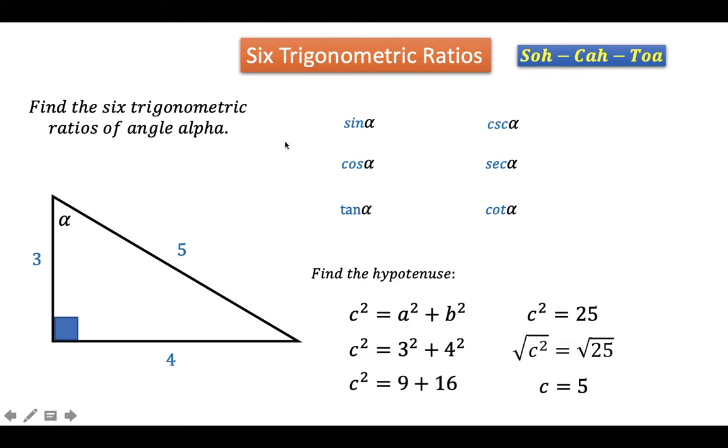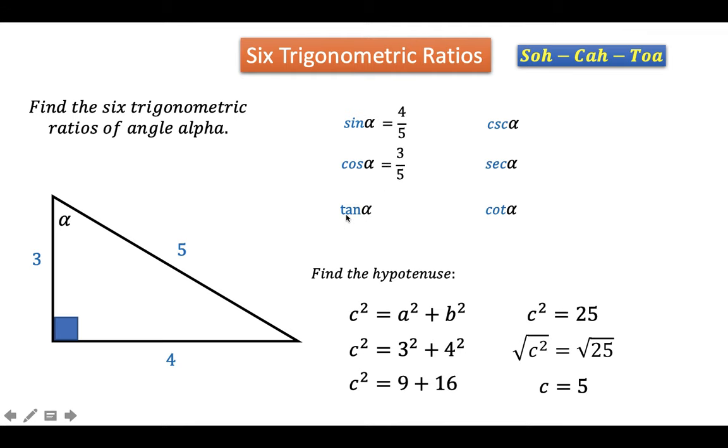And we are now ready to get the six trigonometric ratios of angle alpha. Let's start with sine alpha. To get the sine, we take the opposite side over the hypotenuse. The opposite of angle alpha is 4 and the hypotenuse is 5. Therefore, our ratio is 4 over 5. To get cosine alpha, cosine is adjacent over hypotenuse. The adjacent side of alpha is 3, the hypotenuse is 5, so the ratio is 3 over 5.